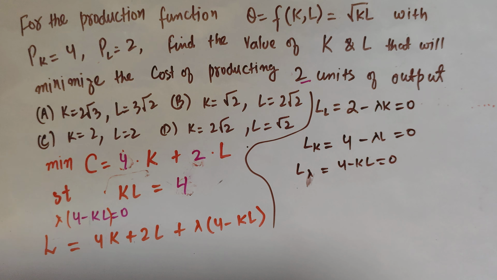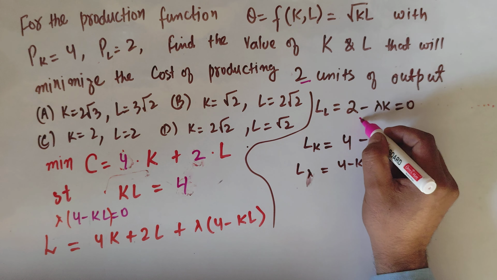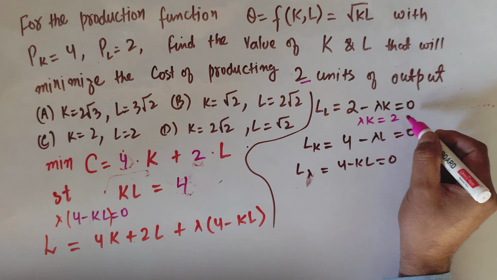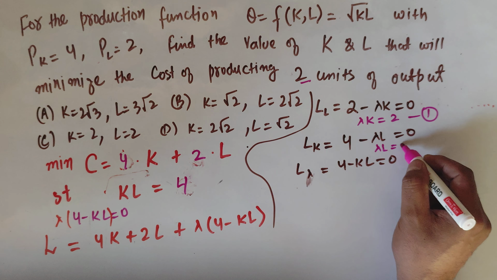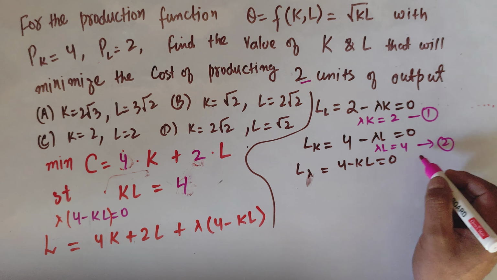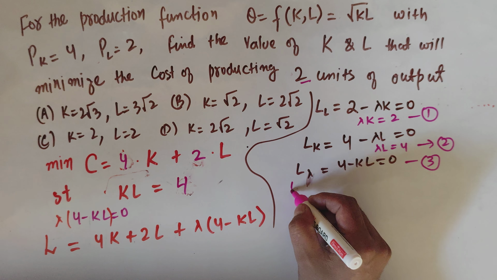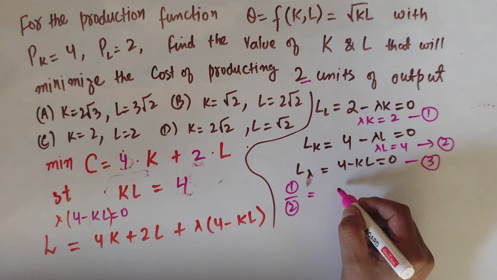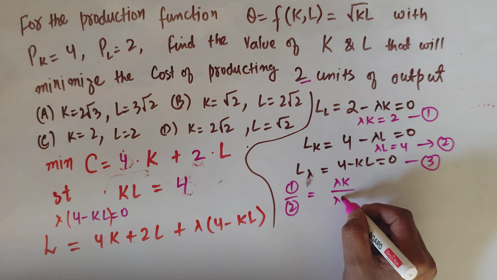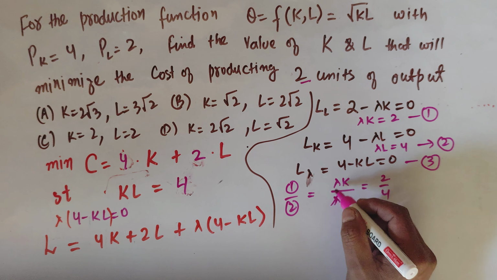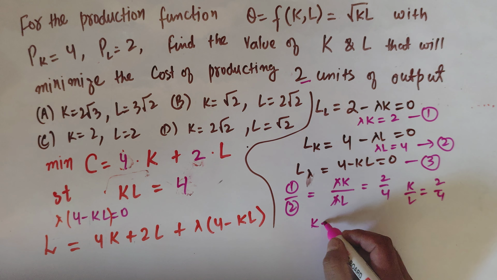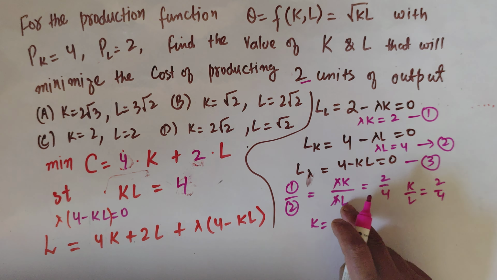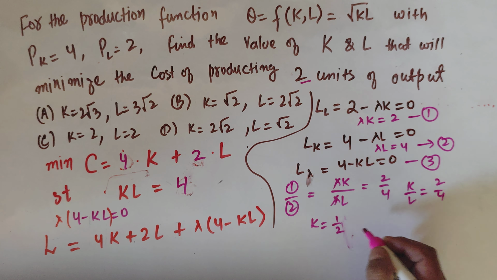Okay, solving further. If I rewrite it here, can I write lambda times K is equal to 2 in this equation? Let us say this is equation 1, and lambda times L is equal to 4, let us say this is equation 2, and this is equation 3. What we do is divide equation 1 by equation 2, which gives us lambda times K upon lambda times L equal to 2 upon 4. Lambda gets cancelled, we get K upon L is equal to 2 upon 4, which gives us K equal to 1 upon 2 times L.